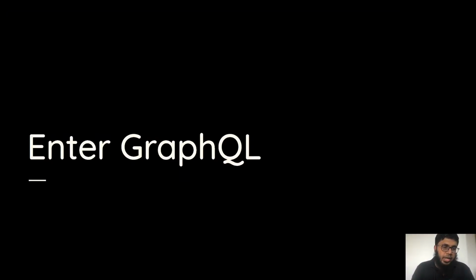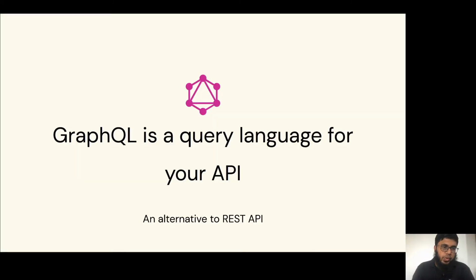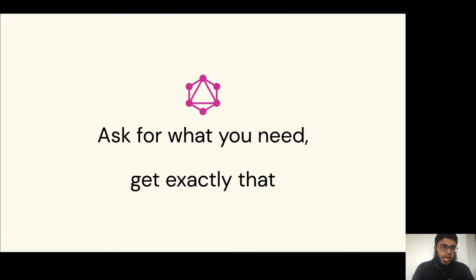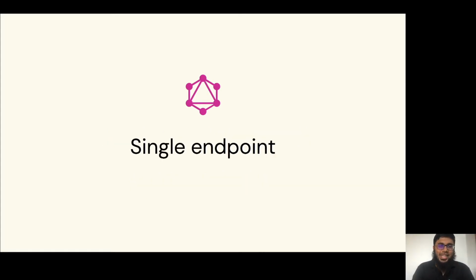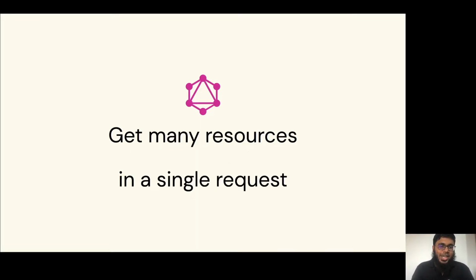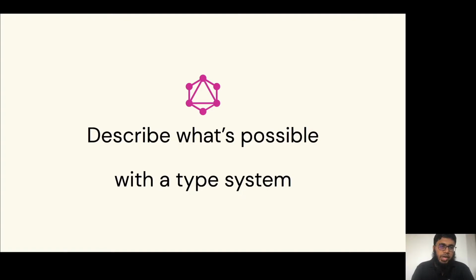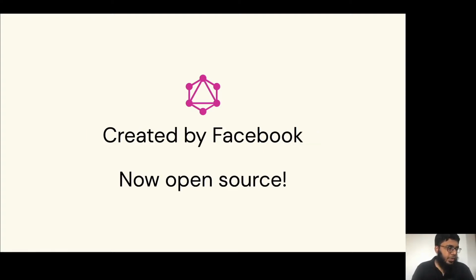So that's where GraphQL comes in. GraphQL is a query language for your API, and it is an alternative to REST API. With GraphQL, you ask what you need, and you get exactly that, and no more, no less. With GraphQL, there is one single endpoint where you query all your data, and you get many resources with just a single request. With GraphQL, we describe what's possible with a type system and a schema. And yeah, it's created by Facebook, and Facebook open sourced the software. And now it's a spec.